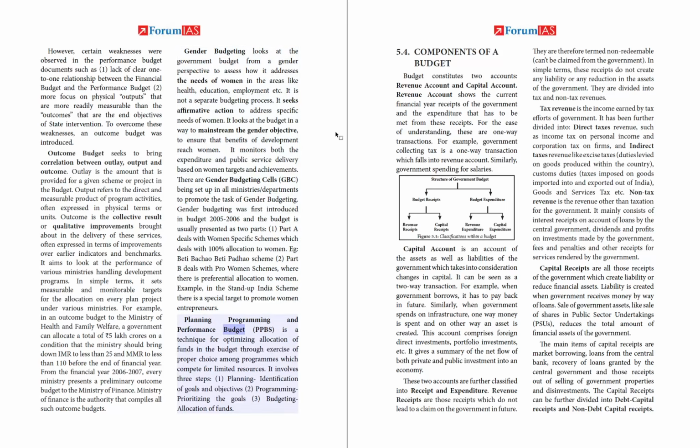Planning, programming, and performance budget, PPBS, is a technique for optimizing allocation of funds in the budget through exercise of proper choice among programs which compete for limited resources. It involves 3 steps. 1. Planning, identification of goals and objectives. 2. Programming, prioritizing the goals. 3. Budgeting, allocation of funds.